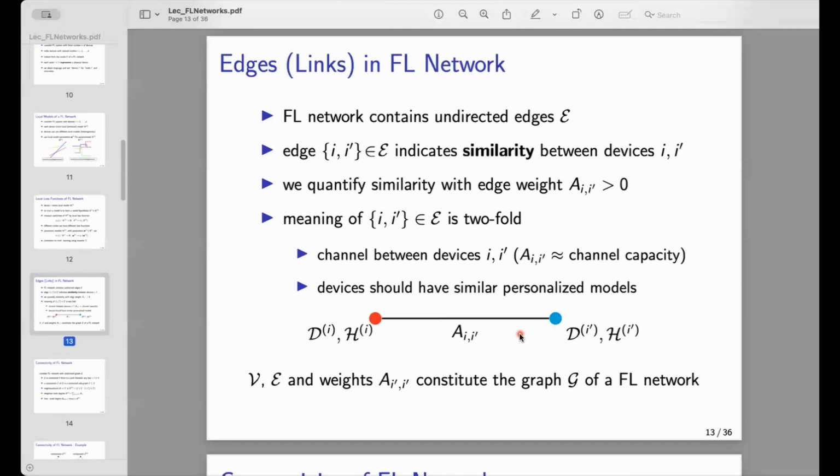These algorithms will be implemented by passing messages between those devices. So each edge also represents, or can represent, a communication link. And the edge weight could be interpreted as a channel capacity. So the larger the edge weight, the higher the channel capacity is that we use for exchanging messages between the nodes during the execution of a federated learning algorithm. We will talk more about federated learning algorithms and how they're implemented as message passing in one of our later sessions.